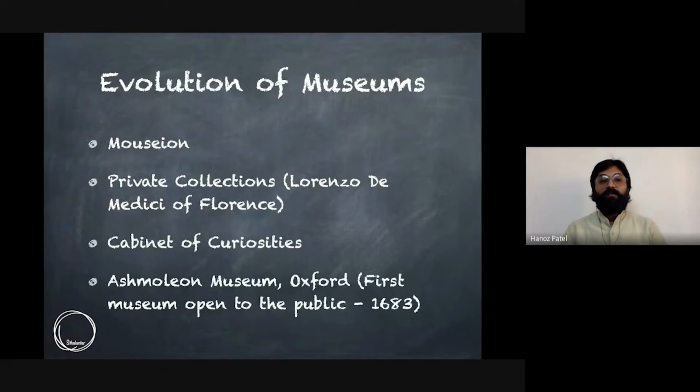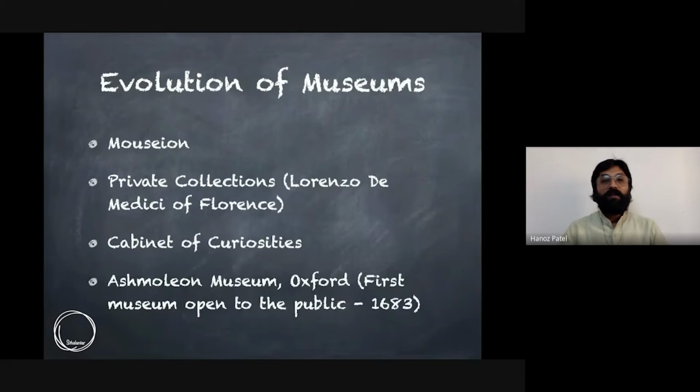So let us then look a little bit at how museums have evolved over time. For a long period of time, a lot of the collection remained with private individuals. For example, Lorenzo de' Medici during the Renaissance period had a lot of people working in and around him in Florence, and Florence is the headquarters of where we get restoration and everything from. So private collections began during this particular phase.